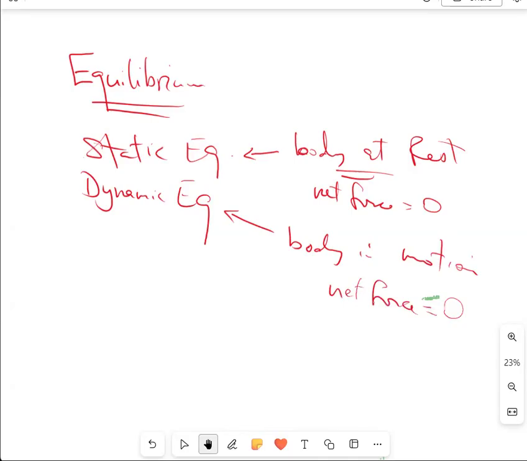There's a little more to equilibrium, but let me just explain this here. A body can be at rest. When we were discussing the force law, we talked at length about the body just resting there. The net force is zero, and because there is no net force acting on the body and it's not moving, it's in static equilibrium. Dynamic equilibrium is when the body is actually moving, related to our force law, and it's not accelerating; it's just moving at a constant speed.